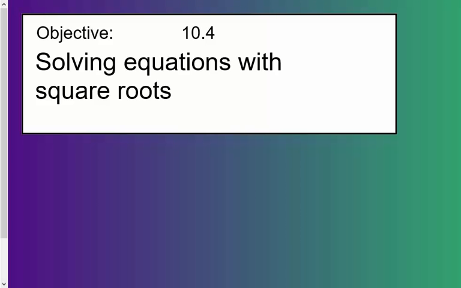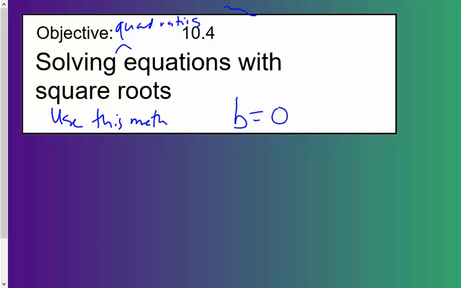We're gonna be spending now 2 days on 10.4, starting kind of a little more simple and then working into some more challenging problems. We're gonna be solving equations with square roots, specifically quadratic equations with square roots. And for all these, b equals 0. Use this method for solving when b equals 0. So we have ax squared plus c equals 0, or something along those lines. The b value is gone.